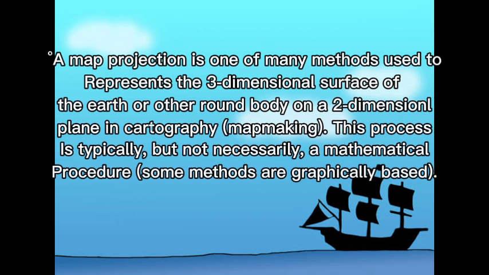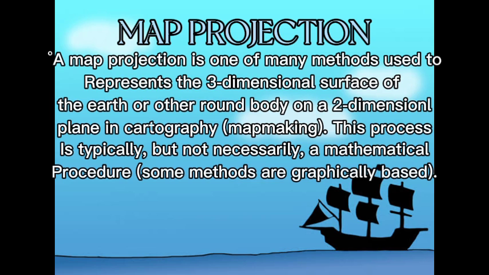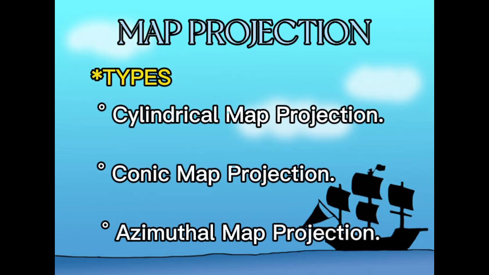Next is map projection. A map projection is one of the main methods used to represent the three-dimensional surface of the Earth or other round body on a two-dimensional plane in cartography, or map making. This process is typically but not necessarily a mathematical procedure. Some methods are graphically based. There are three types of map projection. First is the cylindrical map projection, second is the conic map projection, and the last is the azimuthal map projection.